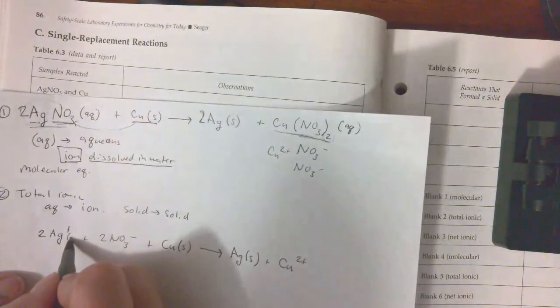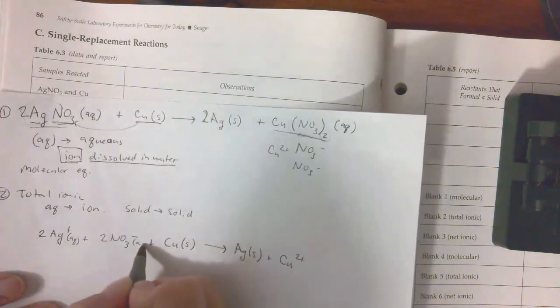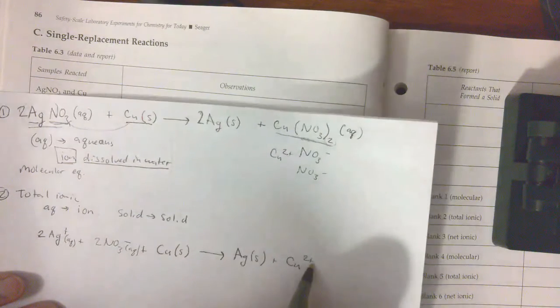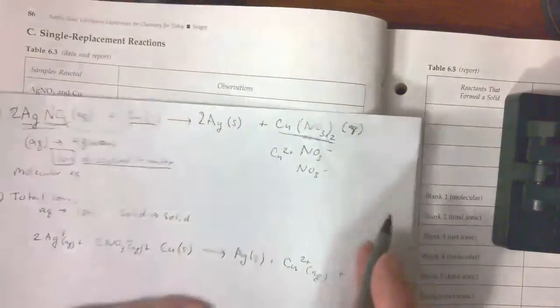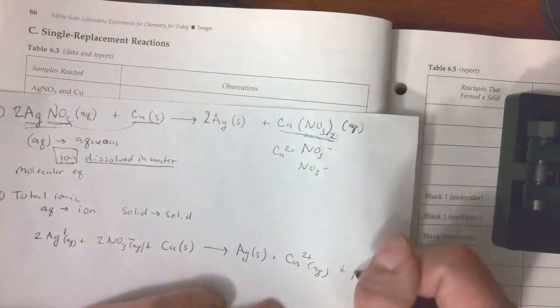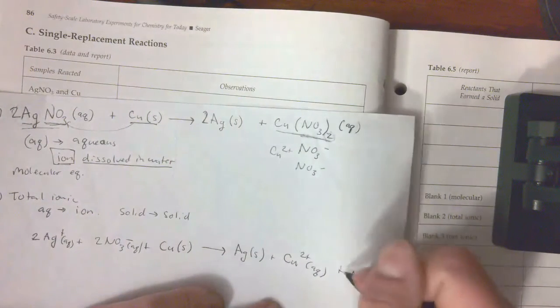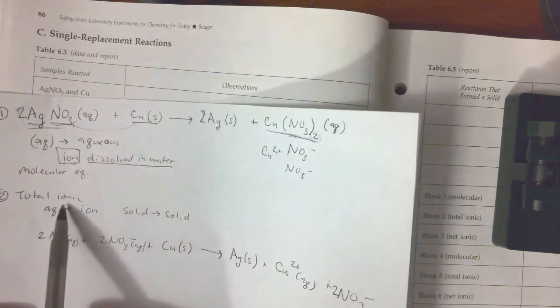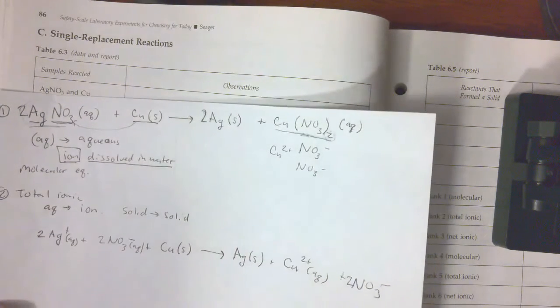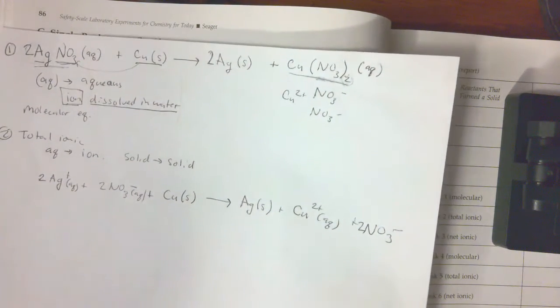Oh, and all of these ions should be aqueous, so we should go back and label their phase. They are all in the aqueous phase. And then we also have 2 NO3 minuses. We have 2 of those. So this is our total ionic equation. We're just going to scoot this up a little bit.